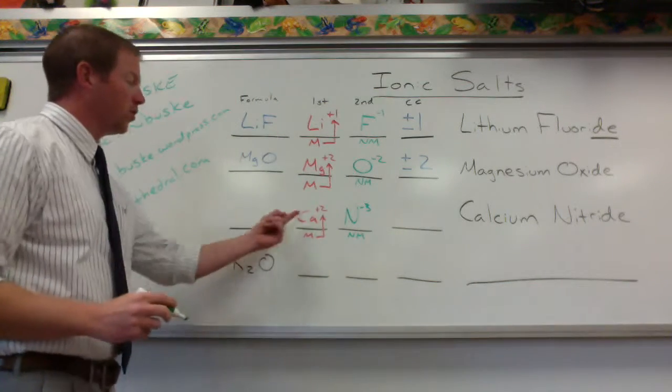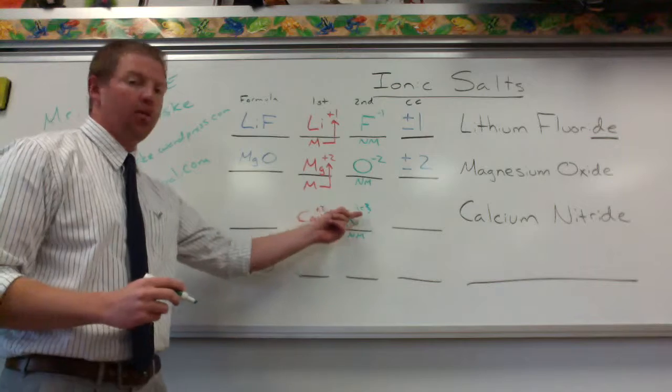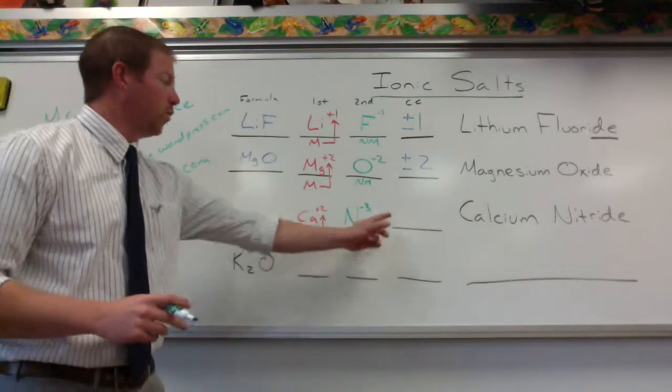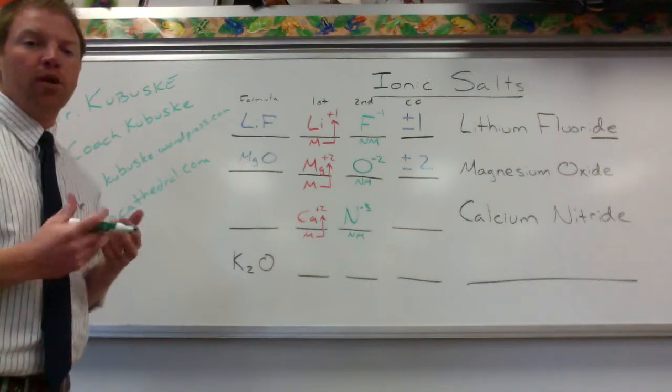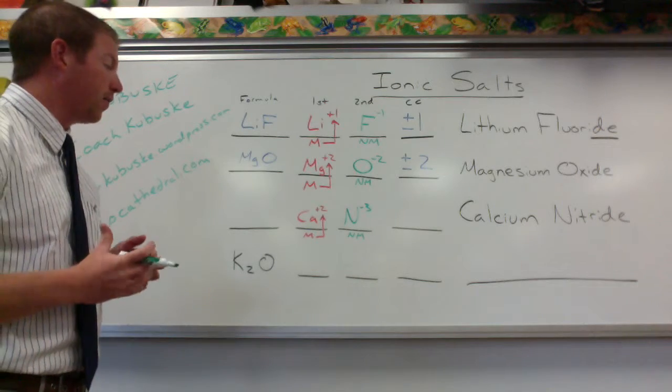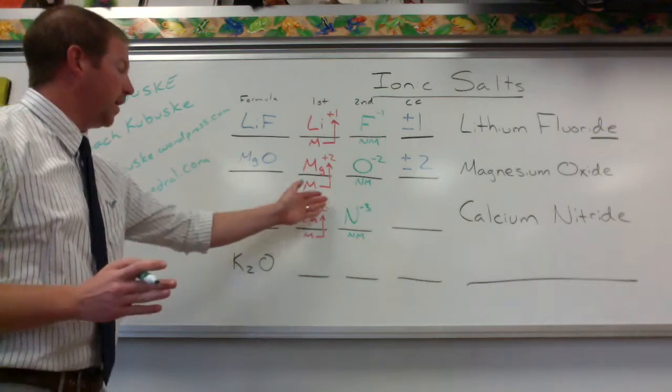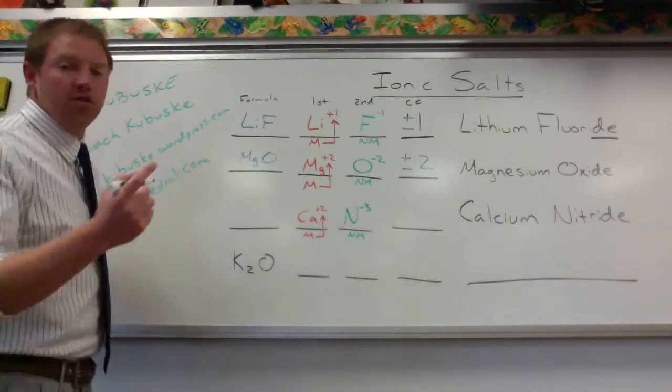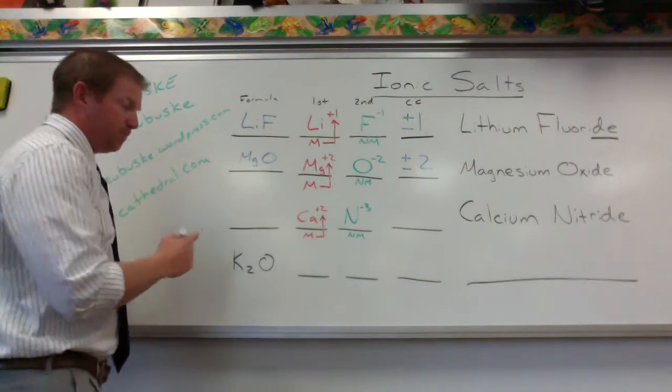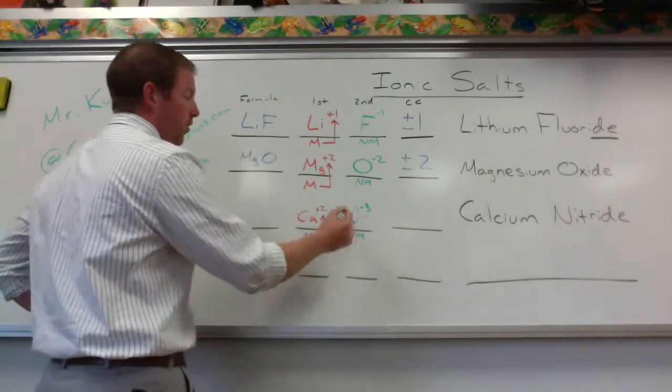Now, my charges don't match. I've got a +2 and a -3. How am I going to make this work? What's my common charge going to be? Well, really, it becomes the lowest common denominator. If that's still too complicated, if you don't quite know how to do the math, there's a really easy way to do it. All you need to do is start adding numbers.